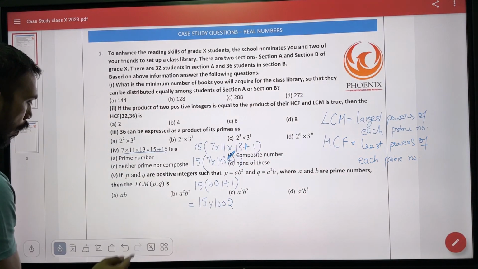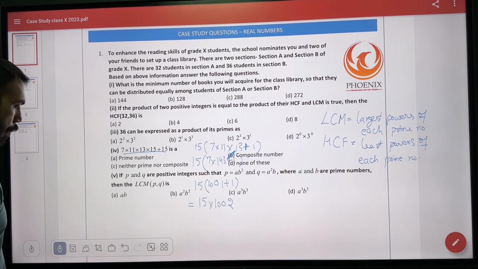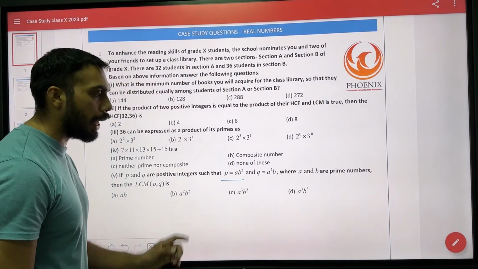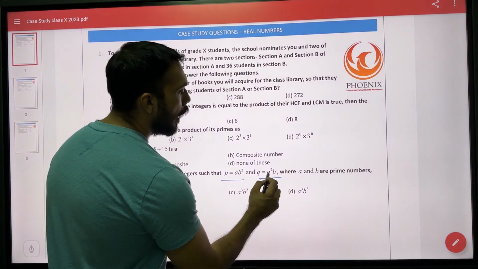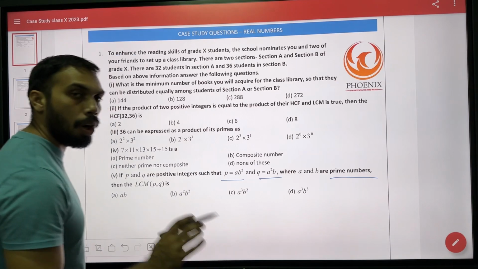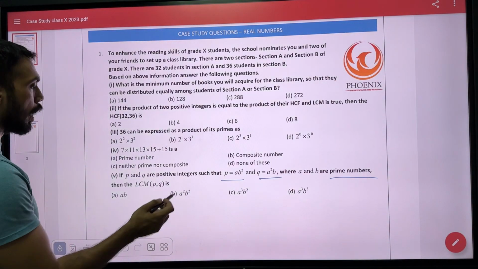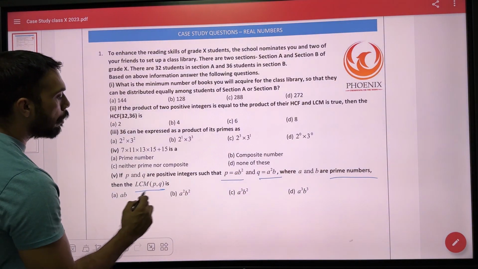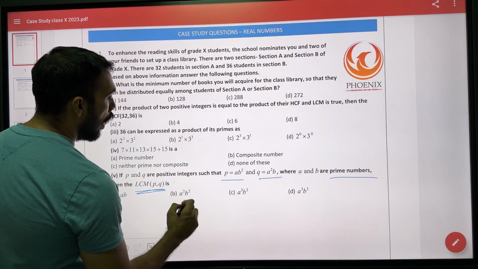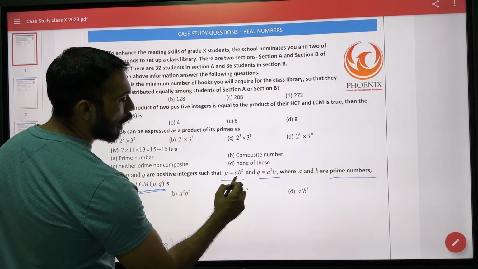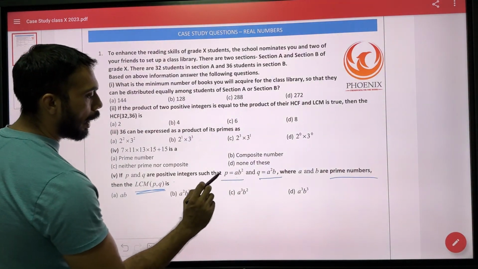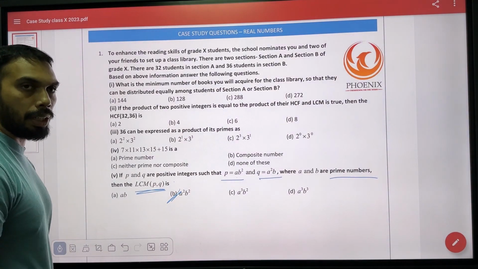Okay, so this is the case. If I want to solve the last part of this question, what is the last part? If P and Q are positive integers, so that P is A times B square and Q is A square times B, where A and B are prime numbers, then I am looking for the LCM of P and Q. What is the LCM? Always pick the largest powers of A and B. So what is the largest power of A in each case? A square, and the largest power of B? B square. So B is going to be the correct answer.